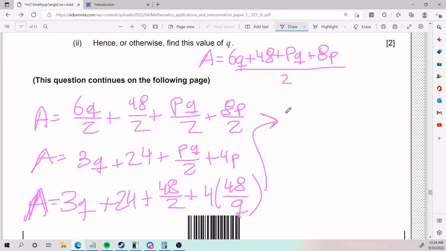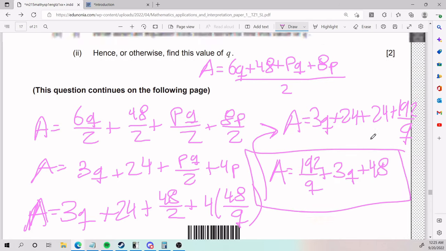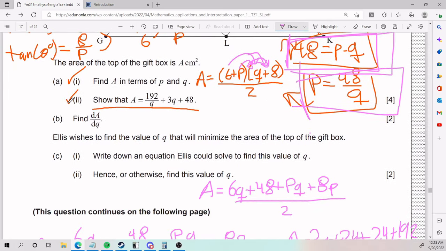All right, A equals 3q, still unchanged, plus 24, still unchanged. 48 divided by 2 is 24. And that weird one in the end is 4 times 48, which will give me 192 divided by q. See? So A equals 192 divided by q plus 3q plus 48. See, if I organize my terms a little bit, I end up with that, which is the same as what we're trying to show.